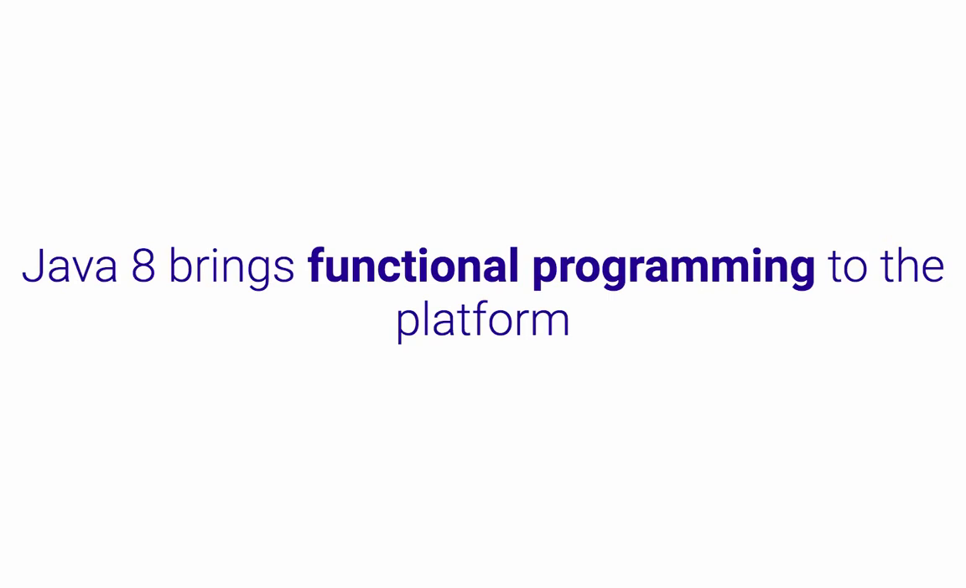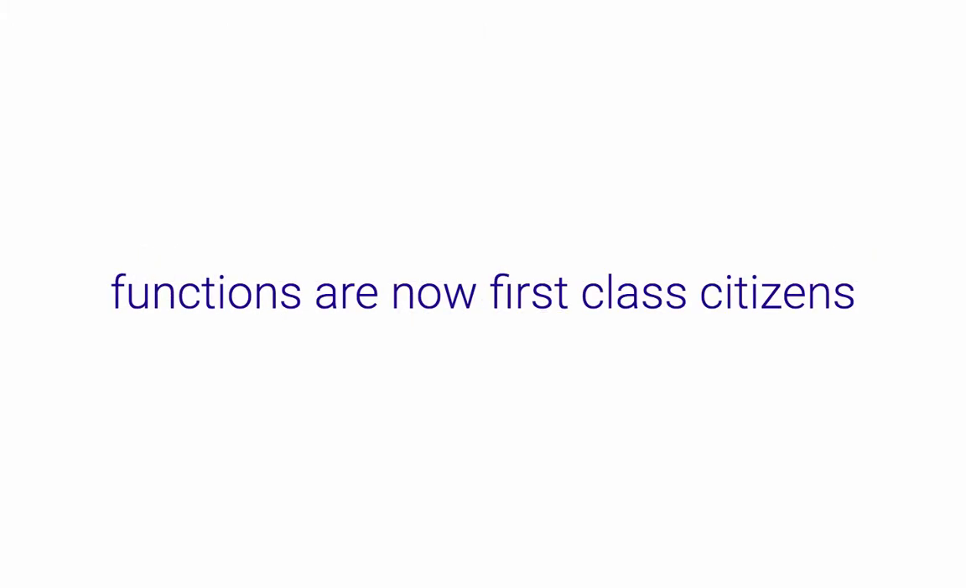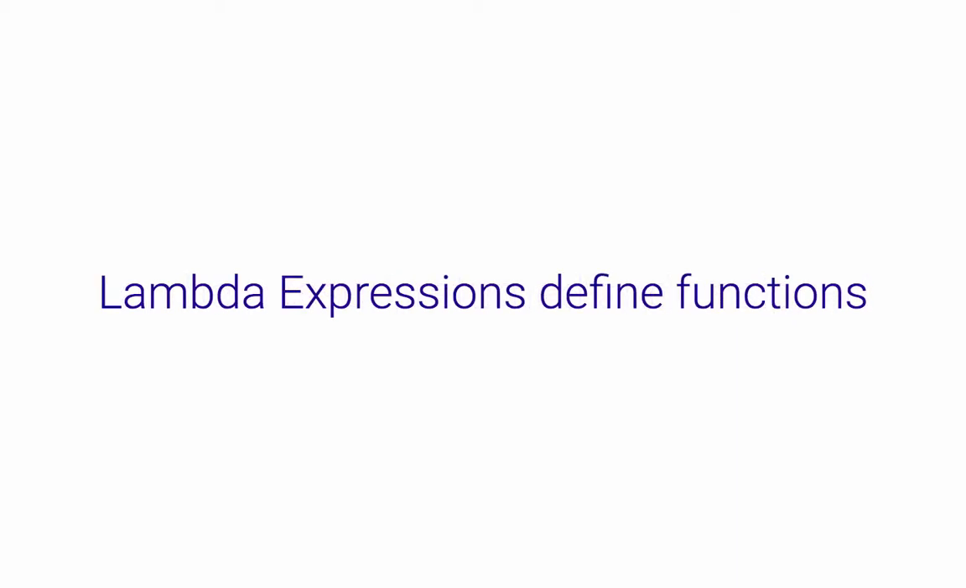Since Java 8 has made the bold and exciting move to introduce functional programming into the platform, functions have become first-class citizens in the language. This means they can be passed and returned from methods, stored in variables, and modified just like Java primitives and objects can. To support this, Java introduces a new construct which allows functions to be defined. This is the Lambda expression.